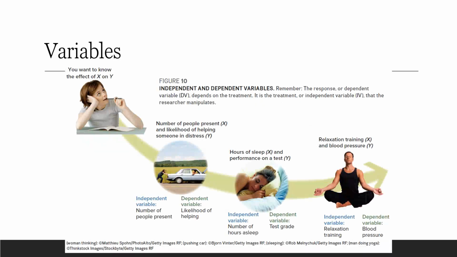Now, here are some examples of topics from various fields in psychology that we can consider as independent variables and their outcome variables. One would be the number of people present in a certain situation. Does it affect the likelihood of helping someone in distress?